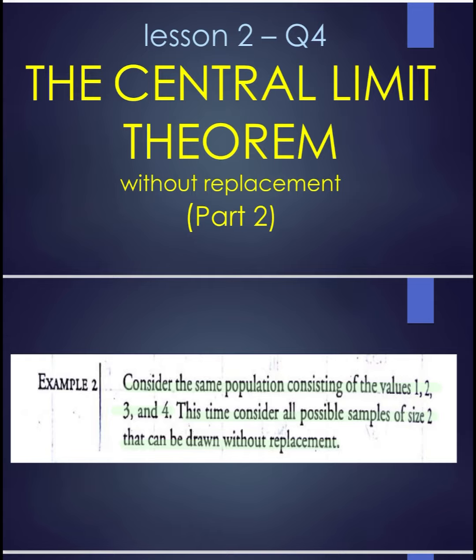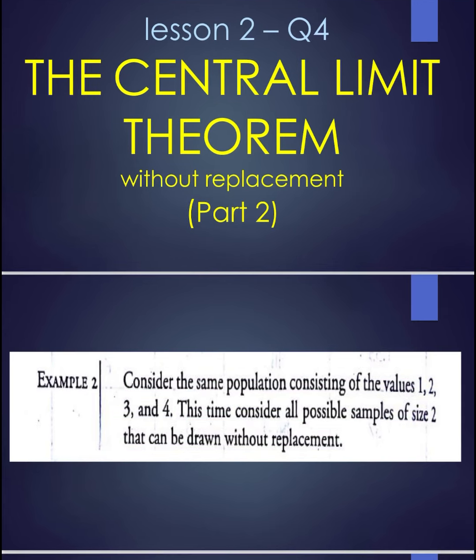What if we consider the same population problem and a sample of size 2 drawn without replacement? Will the sampling distribution of sample means also approximate a normal distribution? To find the answer, let us consider example number 2. Consider the same population consisting of the values 1, 2, 3, and 4. This time, consider all possible samples of size 2 that can be drawn without replacement.